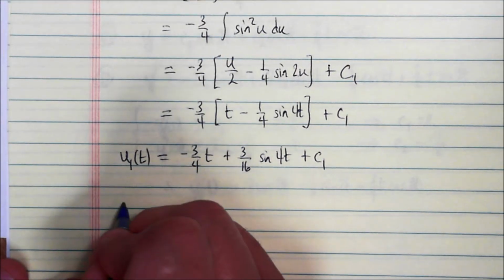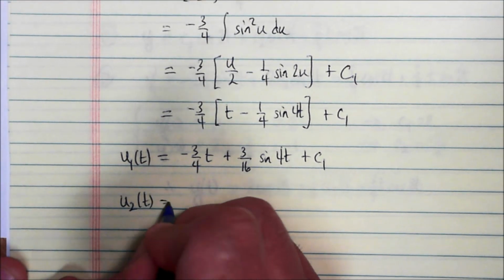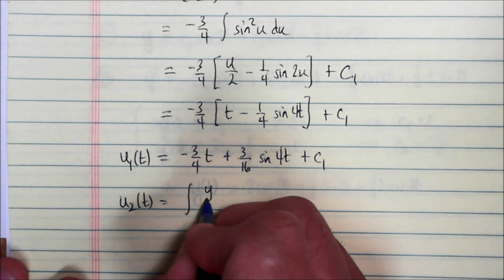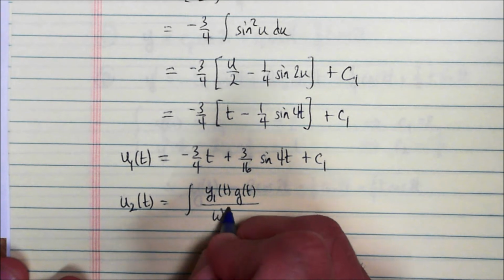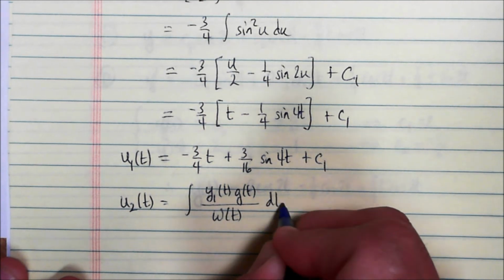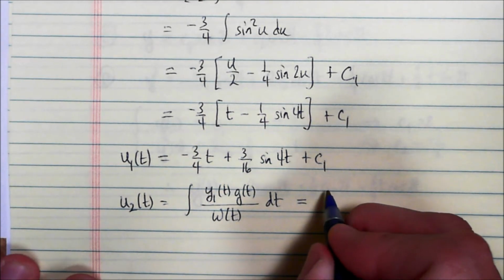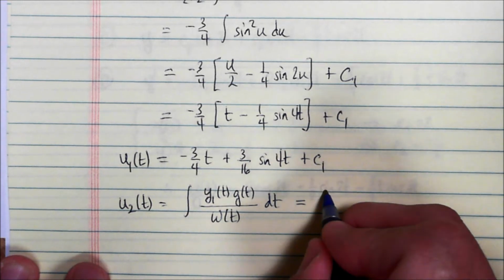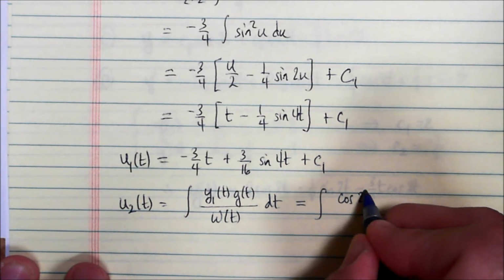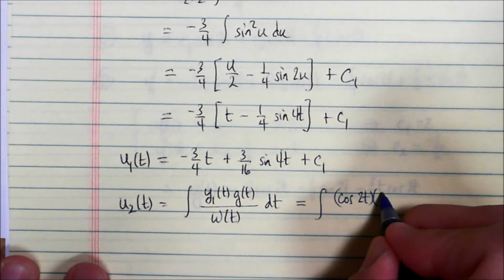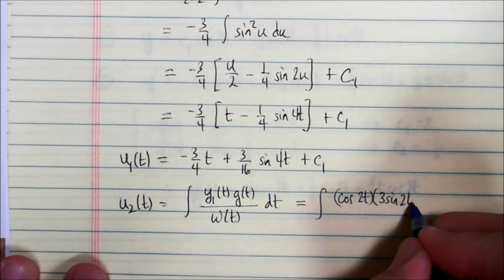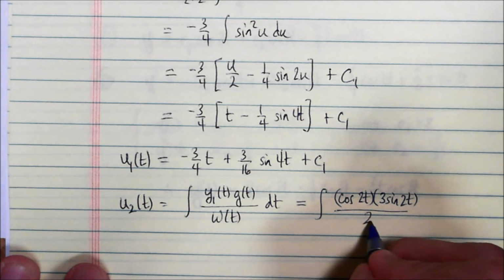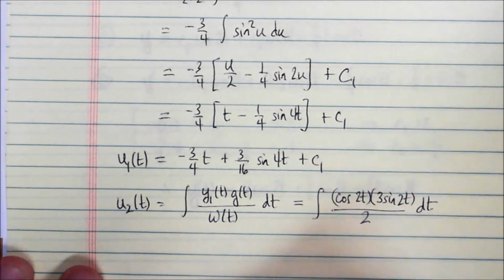The second integral that I'll need is u2 of t equals the integral of y1 of t times g of t divided by the Wronskian of t dt. So y1 was cosine of t, the first solution. The right-hand side was 3 sine of 2t divided by 2 dt.